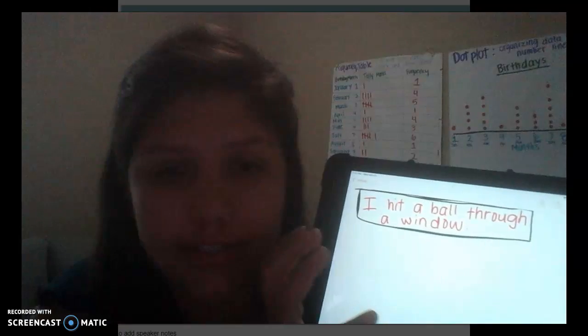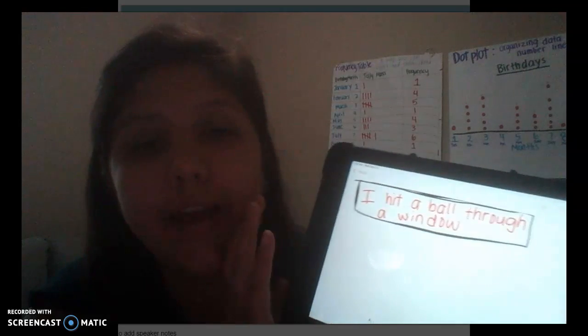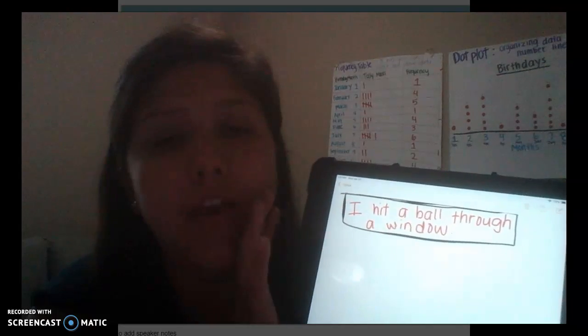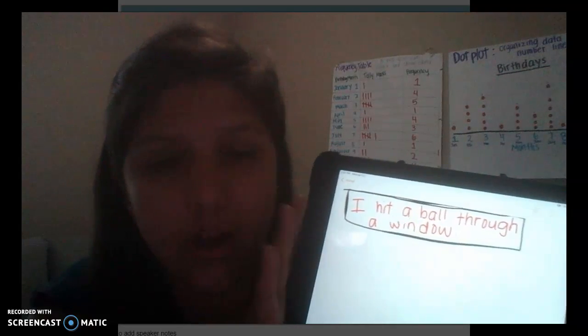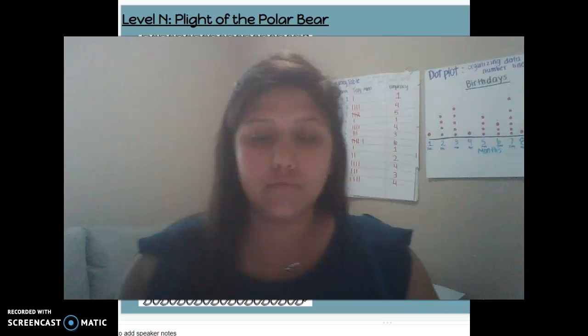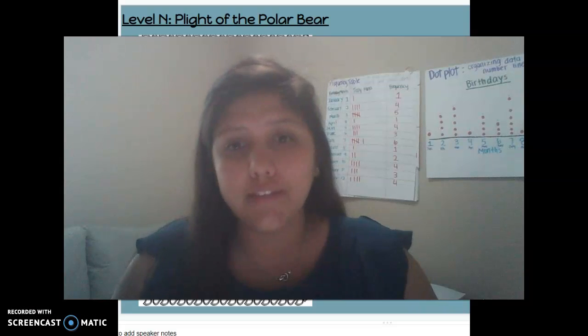Okay, so let's look at our first example for today to kind of understand what cause and effect is. So I have this statement here. It says, I hit a ball through a window. Okay, now I'm going to write down some causes, and then I'm going to write down some effects. So let's think about that. Okay, so let's think of some causes. So if you hit a ball through a window, what are some things that could cause that?